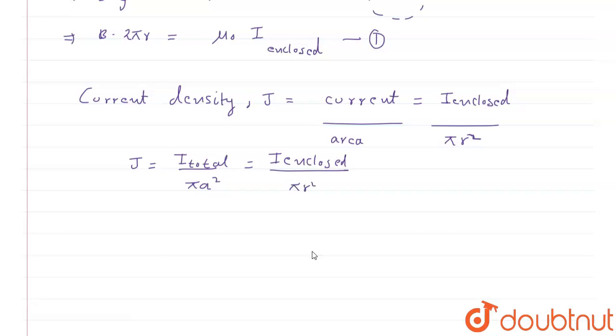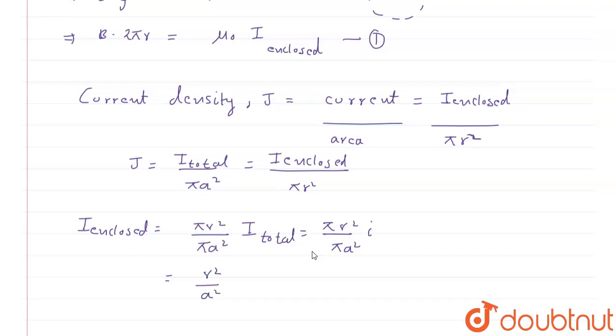So if we calculate the value of current enclosed, it is pi r square divided by pi a square times the total current, and the value of total current is given to us, which is I. So the current enclosed is going to be r square divided by a square times I. This is our second equation.